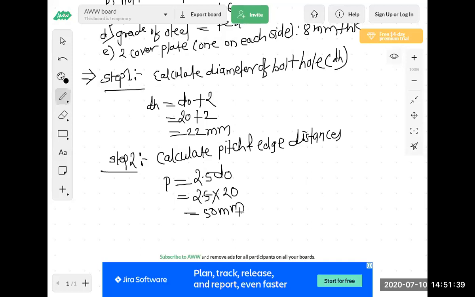Step number 1 is calculation of diameter of bolt hole. We have calculated DH is equal to D naught plus 2, so 22 mm is the diameter of bolt hole. Now step number 2 is to calculate pitch and edge distance. Pitch distance P is equal to 2.5 into D naught, the nominal diameter of bolt, which is 20. So the pitch is 50 mm.